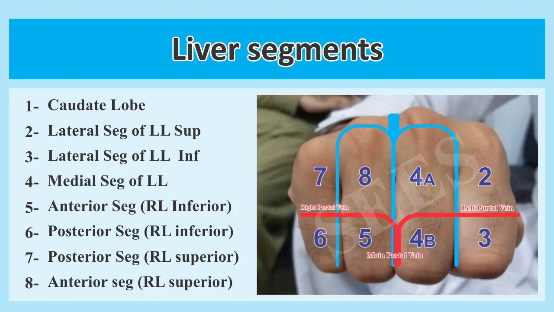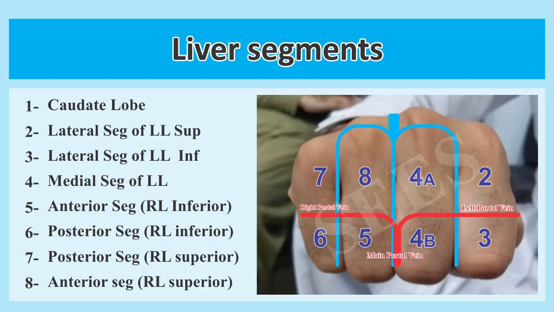Segment 2 is the lateral segment of the left lobe, superior. The third is the lateral segment of the left lobe, inferior. The fourth is the medial segment of the left lobe. Some authors divide it into 4A and 4B segments.